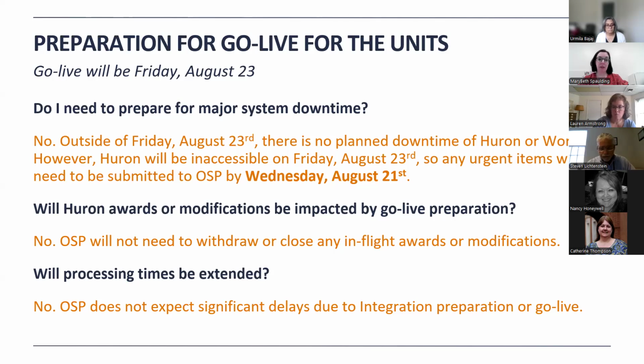Okay, so some other questions that I know are on everyone's mind. Do you need to prepare for major system downtime? No. Outside of that Friday, August 23rd, there's not going to be downtime or a blackout period. It's just the Friday, August 23rd that you need to plan for no access to the system. Huron awards and modifications are not going to be impacted by this go live.